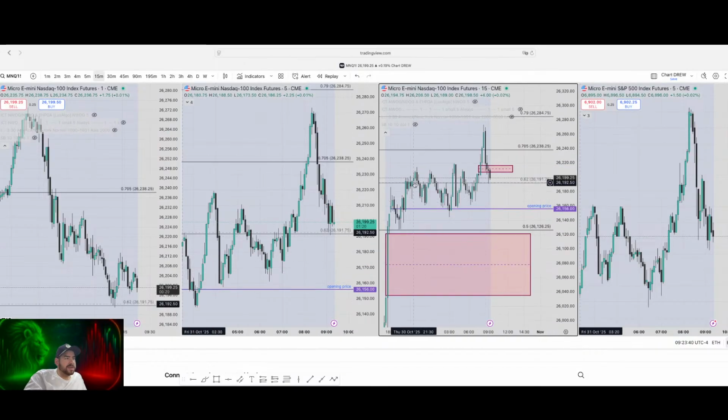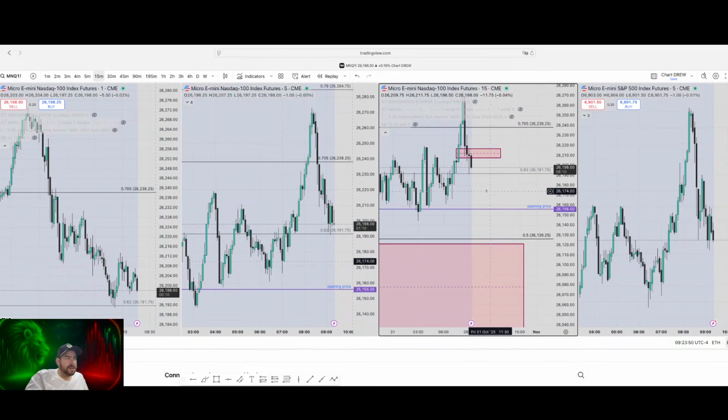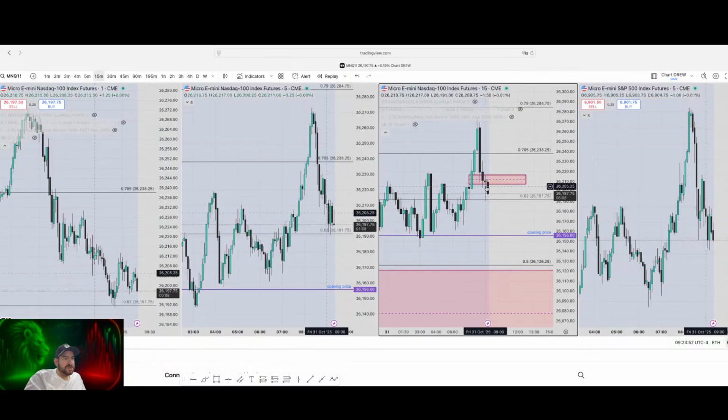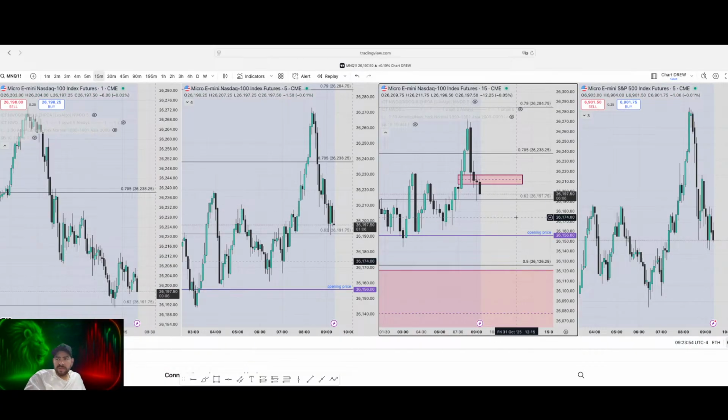We had this consolidation. Boom, boom, boom, boom, boom, boom. We came up and we're rejecting, and we'll see if we can get down to this area here. That's what it looks like. Once we close past this, it looks like it makes the most sense. So we'll see if there's a trade that sets up or not.